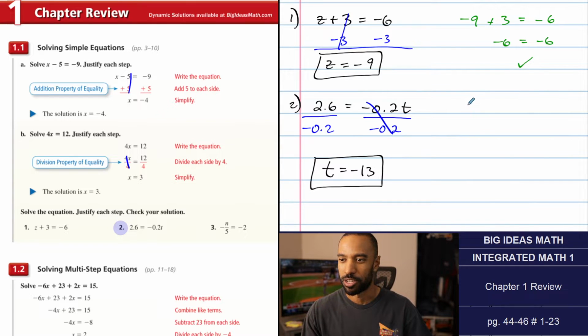I can justify that by trying to see what 2.6 equals in comparison to negative 0.2 times negative 13. A negative times a negative is a positive. 13 times 2 is 26.